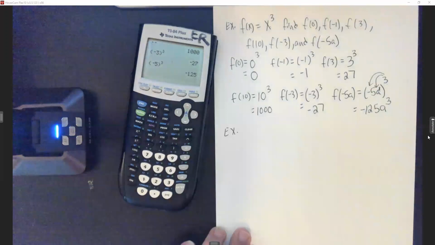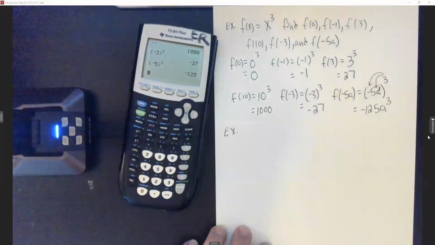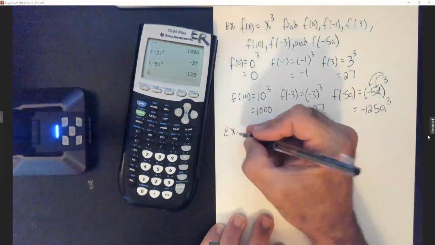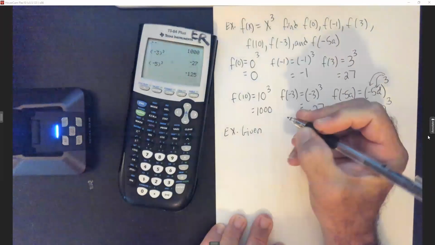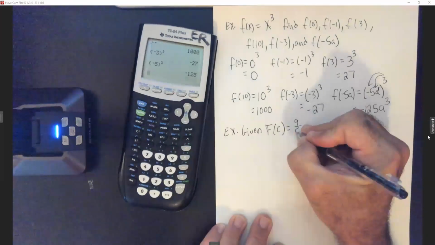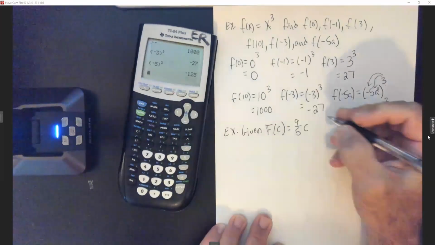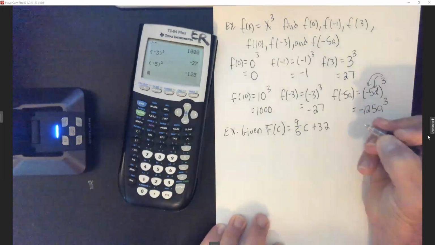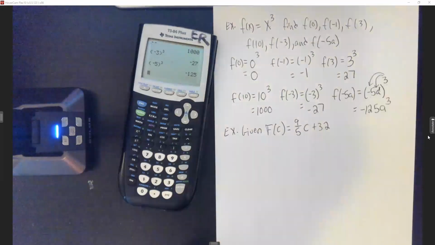All right, so we've got a formula. We're given f of c equals 9/5 c plus 32. Does anyone know what that formula is for?